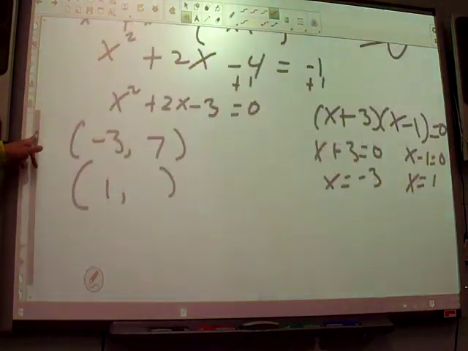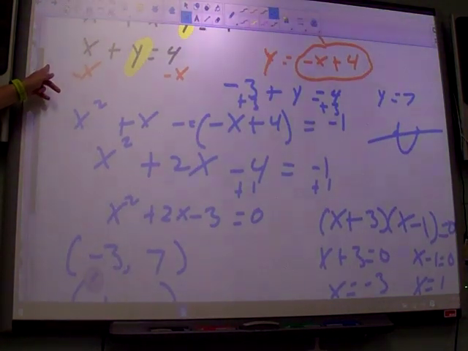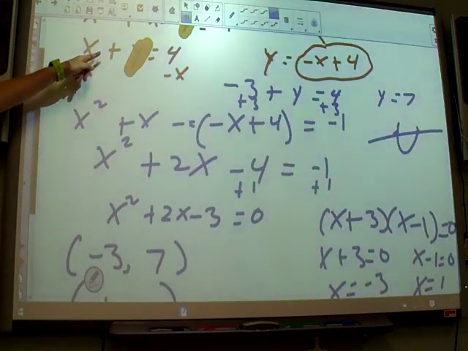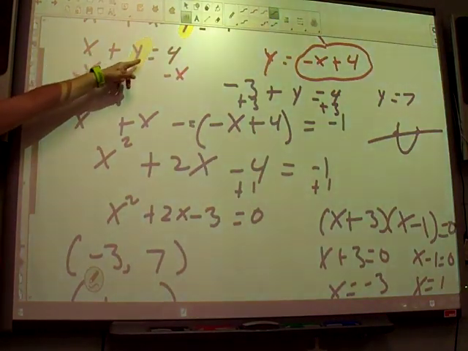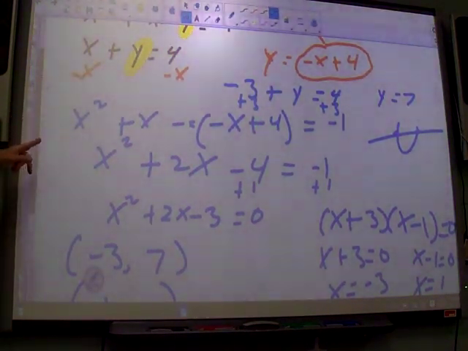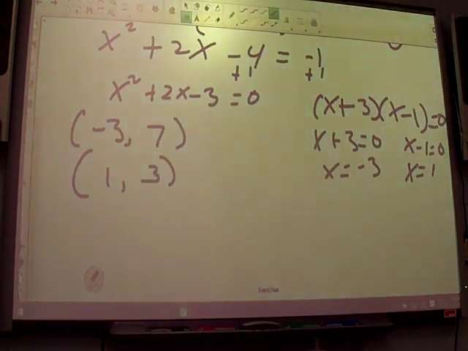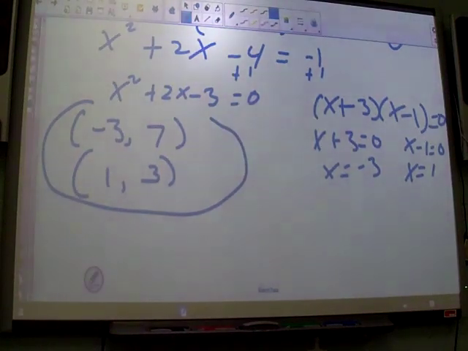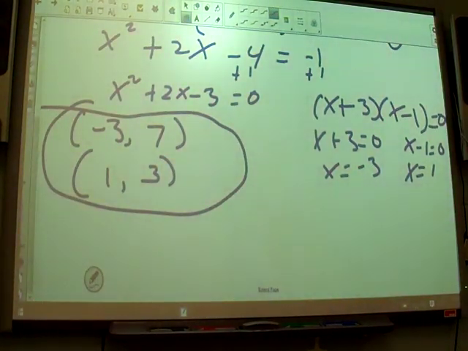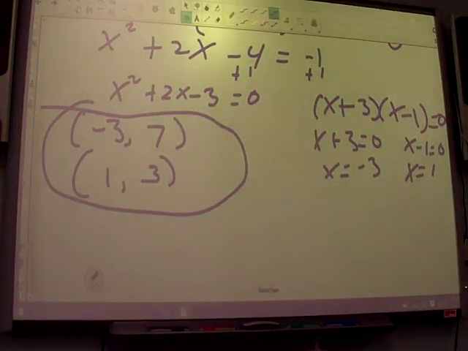Okay, now I have to plug my 1 in. So 1, this was an easy one. 1 plus what would equal 4? 3. So I've got a 3 there. Winner, winner, chicken dinner. That's where the two would intersect.